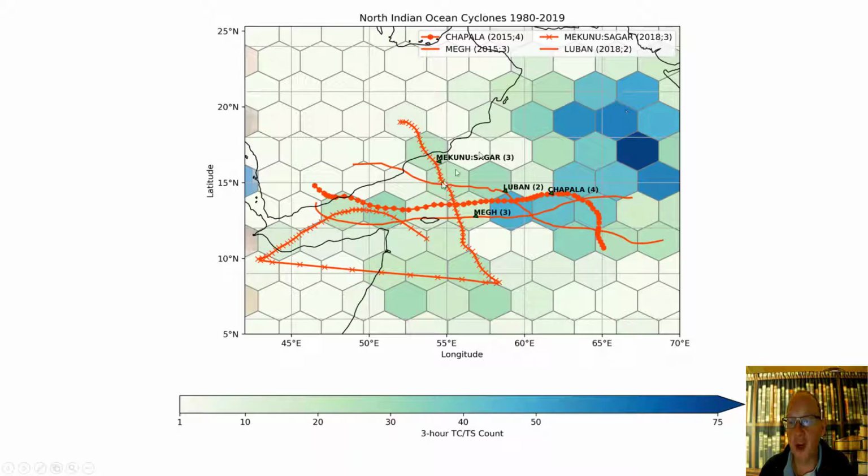So what's shown is, in roughly 2.5 by 2.5 degree hexagons, the total number of 3-hour periods in which a tropical cyclone or tropical storm was present, for roughly 40 years. So you can see they're quite rare.